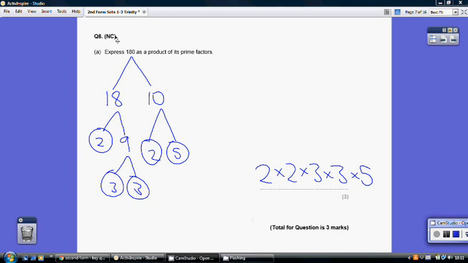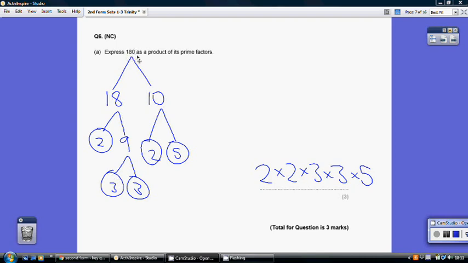Question 6, again non-calculator, being asked to express £180 as a product of its prime factors. So we've got to break it down into its factors, and each of these factors are going to be prime numbers, and then a product means these have all got to be multiplied together, hence the times signs in our final answer. So we've got to break the 180 down into 2 factors, any 2 numbers which multiply together to give you 180. So I've gone 18 and 10, but you could have gone 90 and 2, or whatever you like. It doesn't matter, you're going to get the same answer at the end.